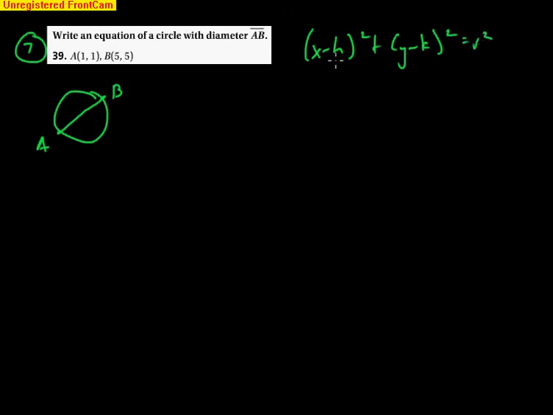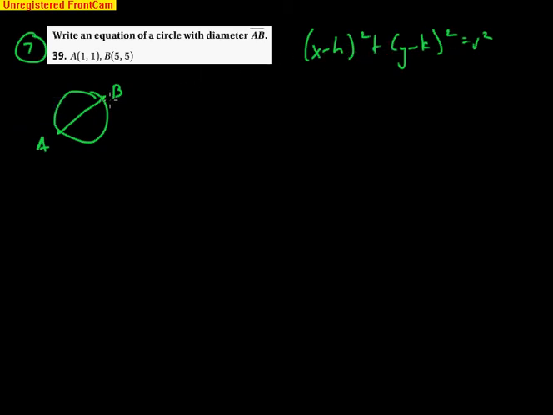Okay, last problem I got here. Write an equation of a circle with diameter AB. And it gives you the coordinates of A and B. So again, you have to think about a picture. If this is a circle, B is here at 5, 5. A is here at 1, 1. This is the diameter. Now, the equation of a circle, x minus h squared plus y minus k squared equals r squared. It's got to be implanted in your brain by now.